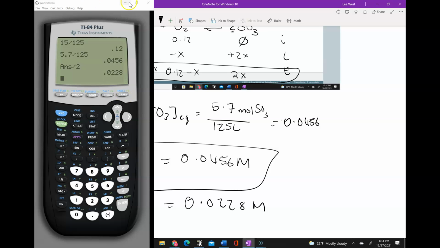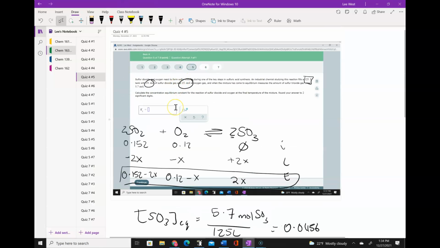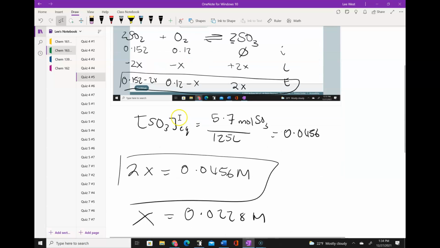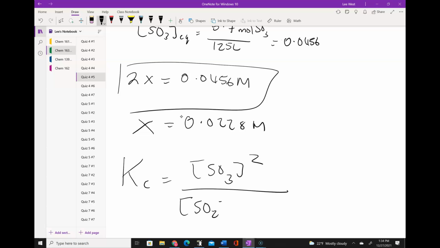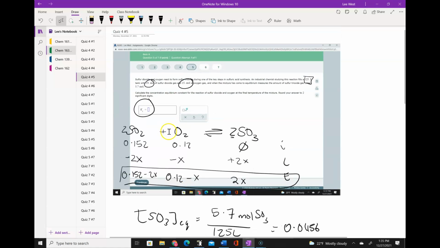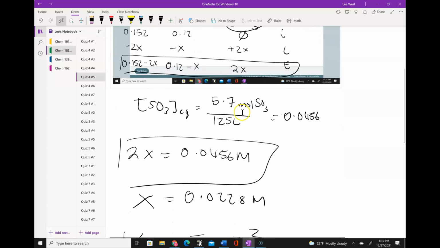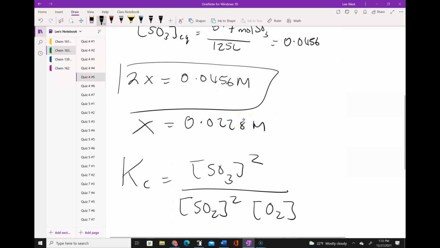So now we have everything we need to solve for Kc. Let's go ahead and do that. Kc is going to be equal to the concentration of SO3, and that has to be squared, divided by the concentration of SO2, squared, multiplied by the concentration of O2. So it's just products over reactants, and everything has to be raised to the power of its stoichiometric coefficient. The concentration of SO3, we just got that. That is 2x.